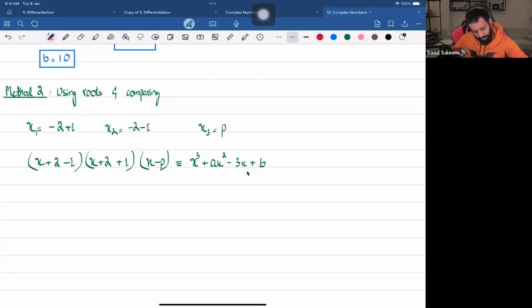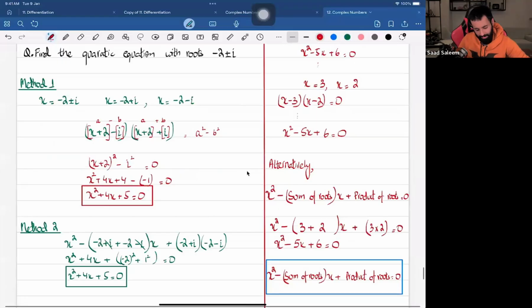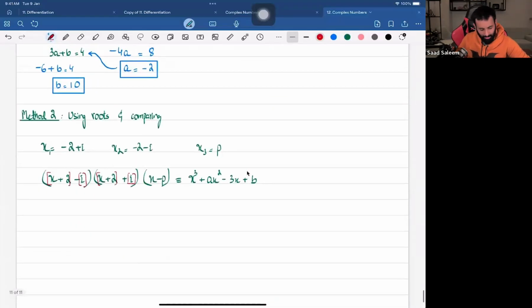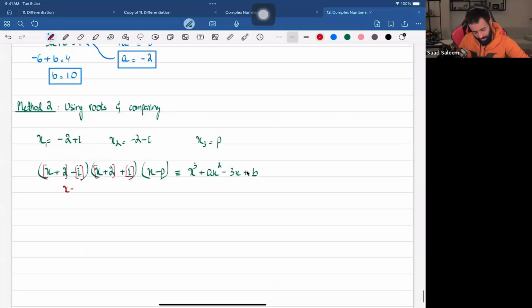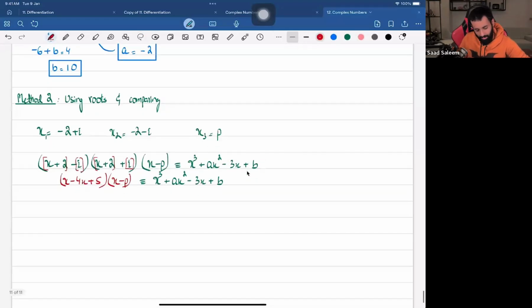If you think about it, once again, I can use the identity where we have (x + 2 - iota) and (x + 2 + iota). We already know the expansion of this. This is a coincidence because we've done it in the past. I think we had the exact same two roots. So I'm just going to write it directly because the working is the same, so we'll end up saving some time that way. So this will be (x squared minus 4x plus 5) into (x minus p). And once again, it's identical to x cubed plus ax squared minus 3x plus b.